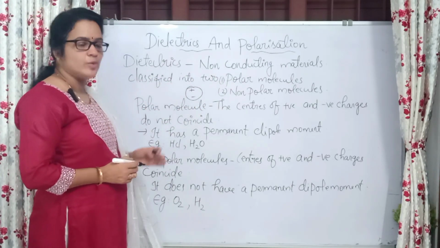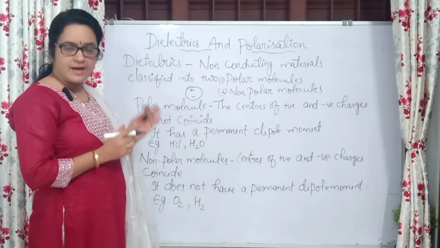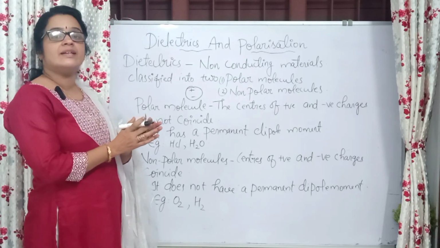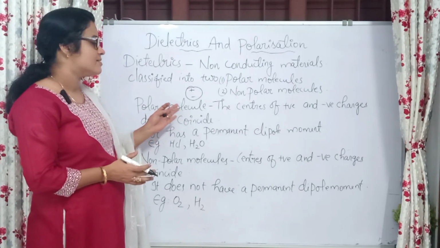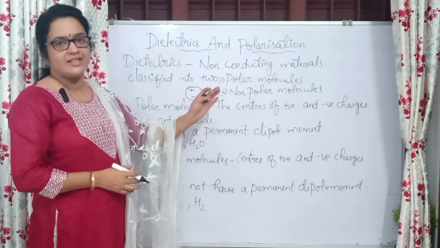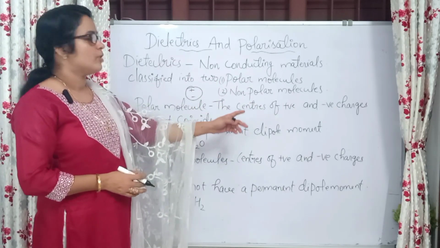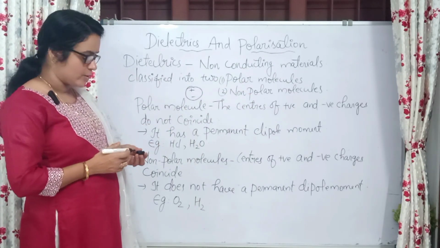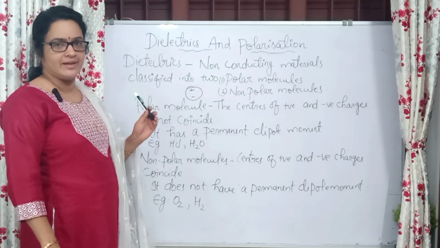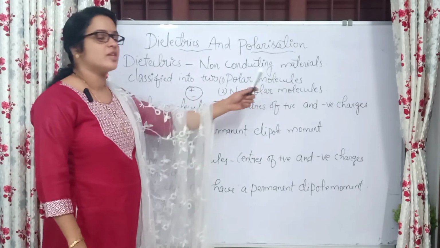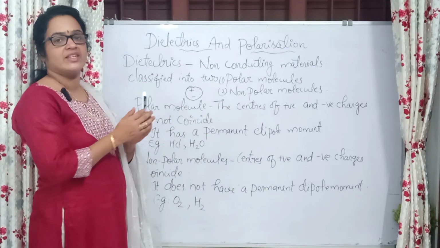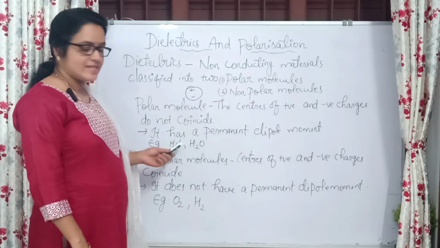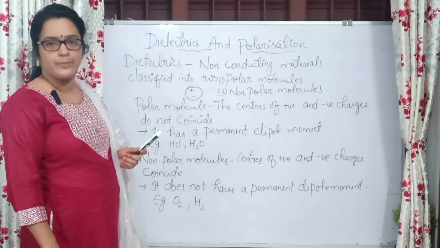So in the case of polar molecules, the positive and negative centers of charges are not coinciding. That means there will be a distance between these positive and negative charges, and so there will be a permanent dipole moment. That is very important. Some examples for polar molecules are HCl, H2O, etc. Clear? So when we talk about polar molecules, you have to remember that the positive and negative charges should not be coinciding, and the examples are HCl and H2O. It has a permanent dipole moment.